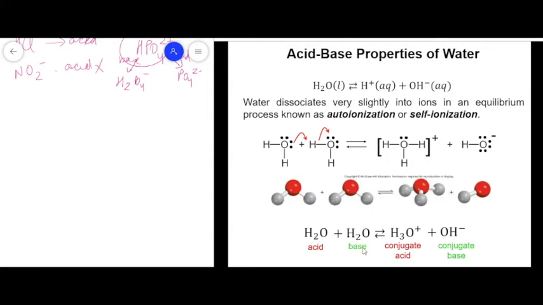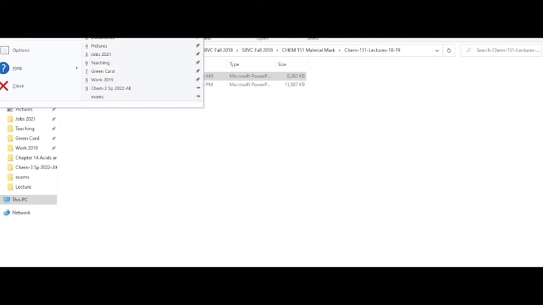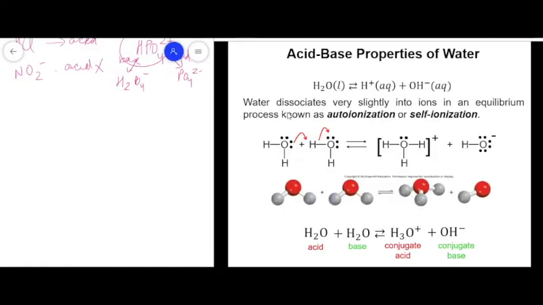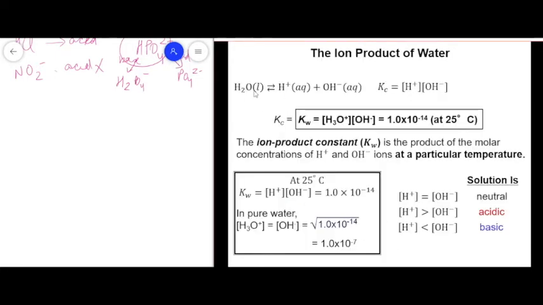We know now that whenever reactions are at equilibrium, or the reactions that can reach equilibrium, they always have an equilibrium constant associated with them. So in this case, the equilibrium constant for this reaction will be written out as Kc equals, it's always products over reactants. So product in this case is H plus times OH- over reactants.